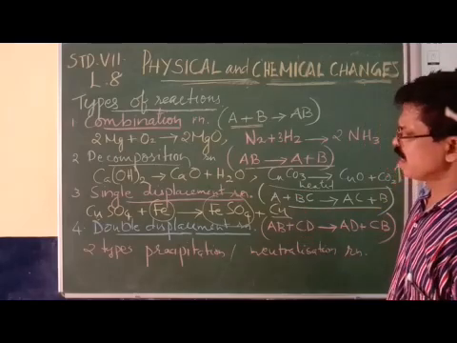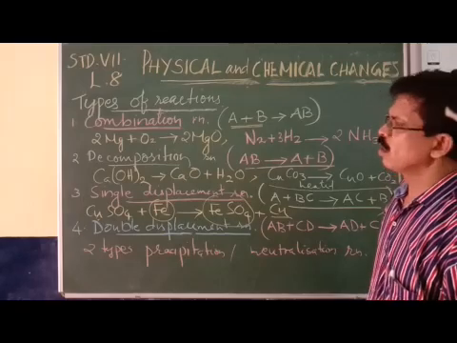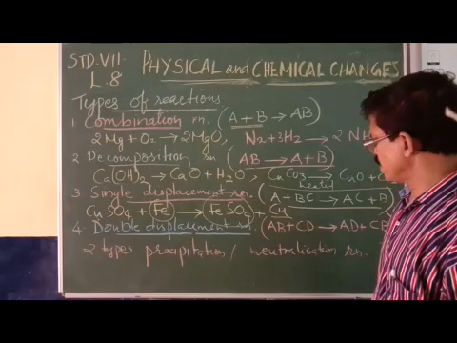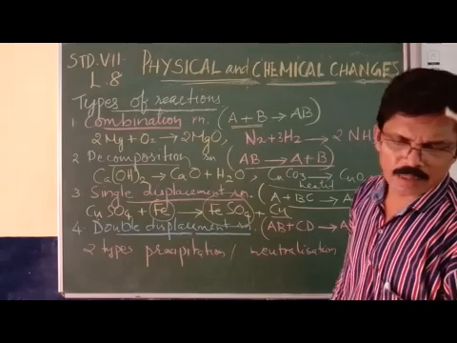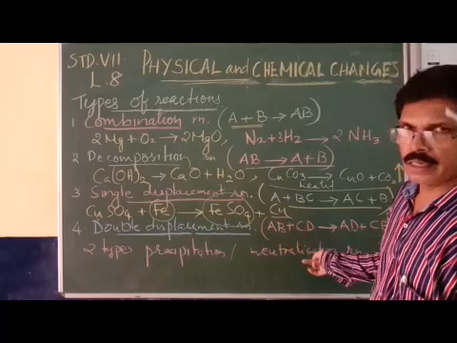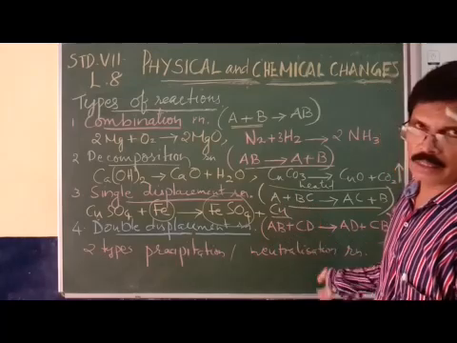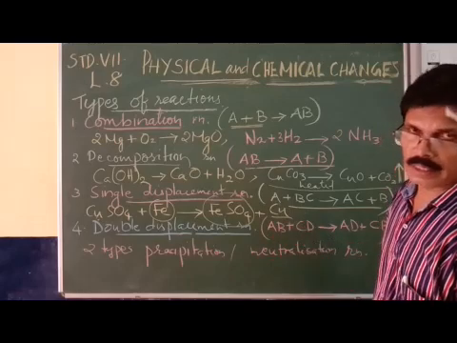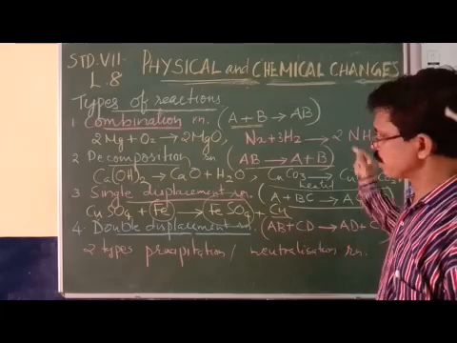So what is a double displacement reaction? A reaction in which the more reactive element from its compound displaces the less reactive element from its compound. Here you can also say two elements displace each other. The displacement happens two times in the double displacement reaction. That's why we write AB plus CD is equal to AD plus CB.